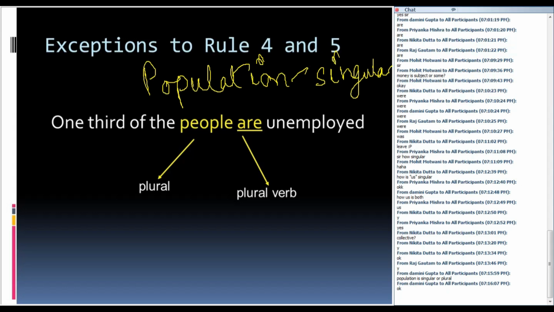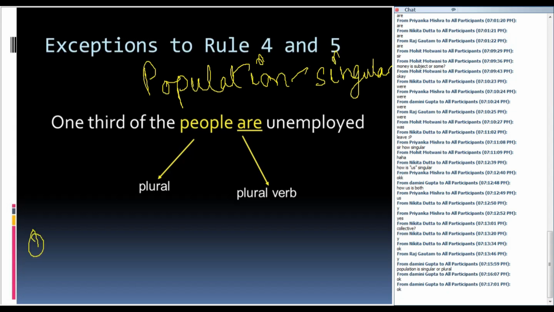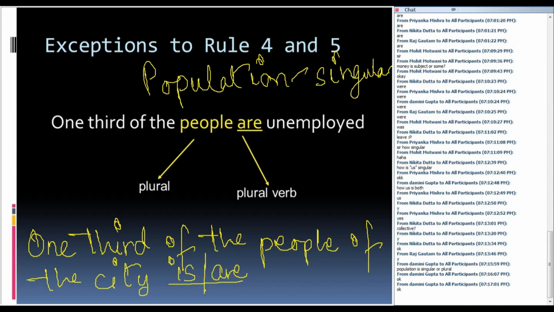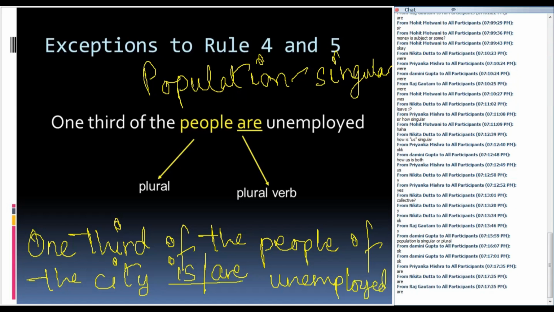Okay, now one question from my side. What will you do in this case? 1/3 of the people of the city, is or are unemployed? Now tell me. Are. Why?